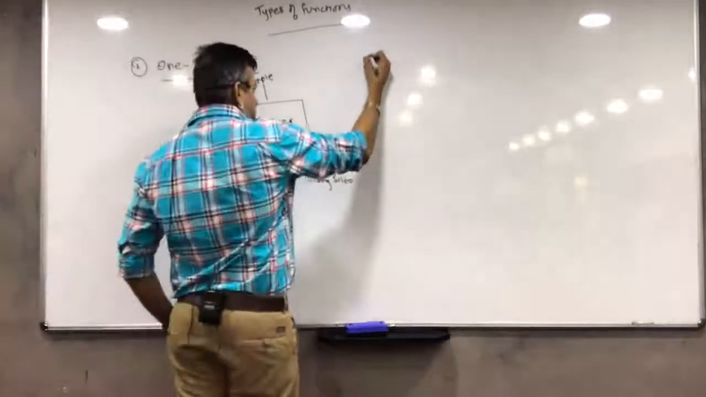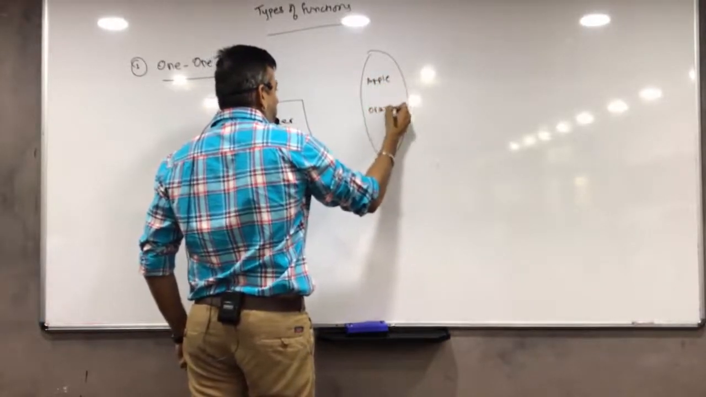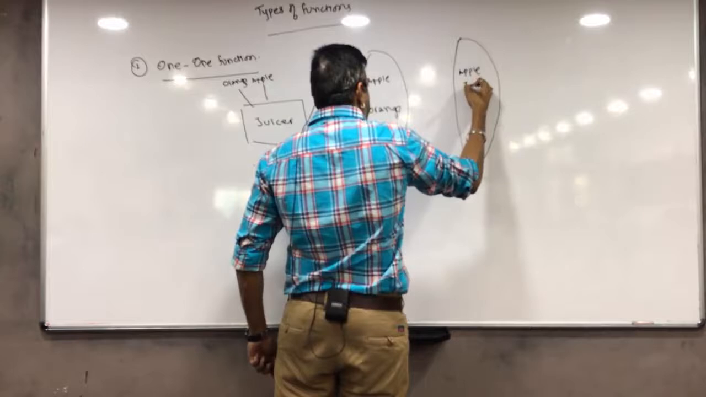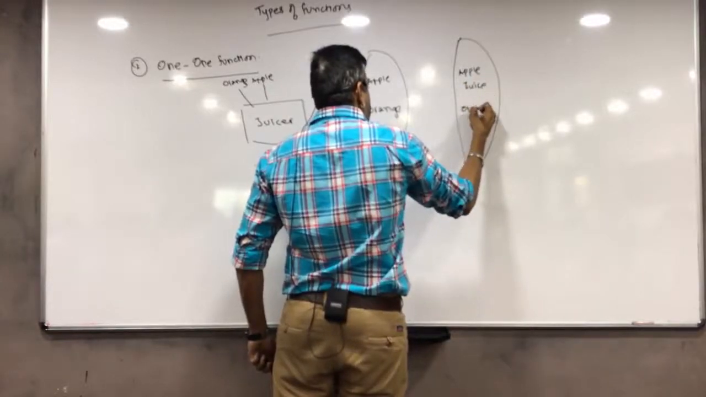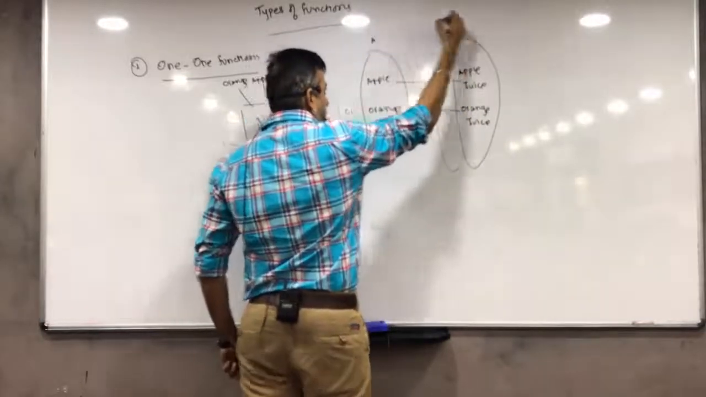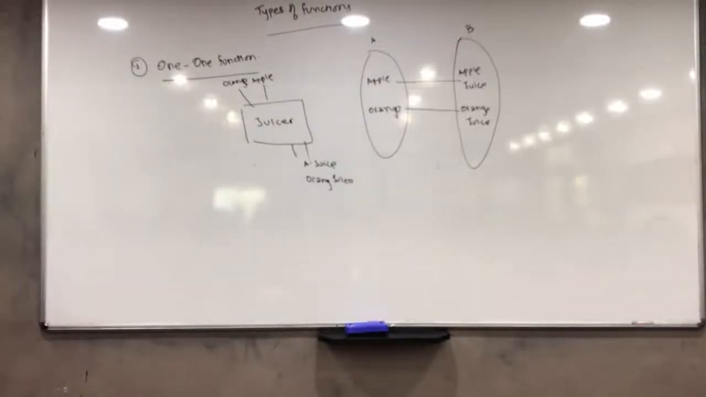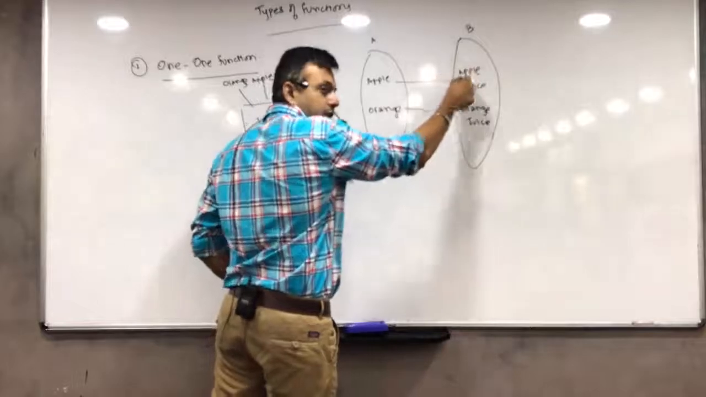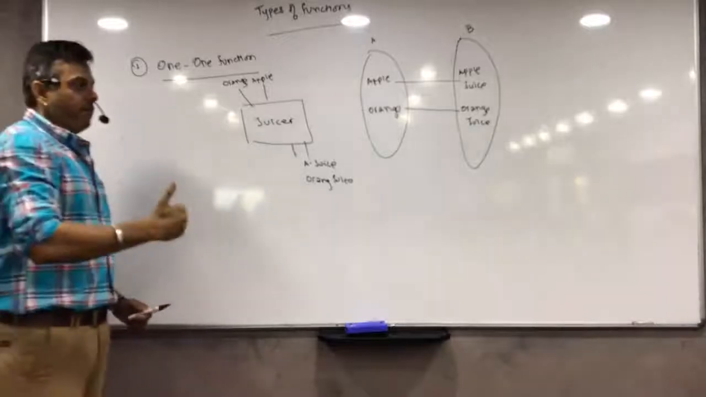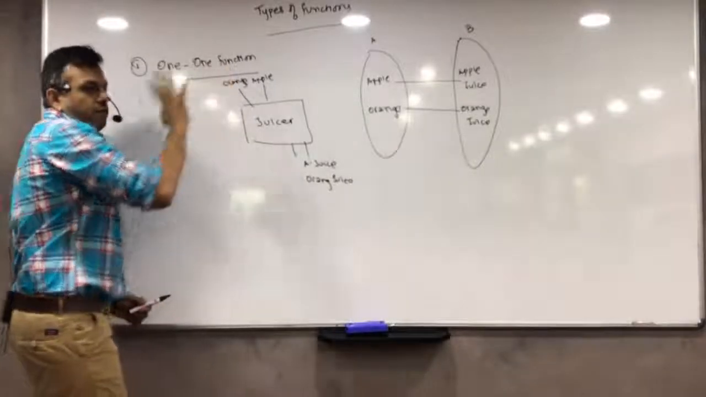So for such functions, say for example, we write like this: apple, orange, apple juice and orange juice. They are connected. This is A and this is B. Such a function is known as one-one function. You can see this element is linked with only this element and this element only with this element. Is this clear? So wherever you have a function like this, we call it one-one function.